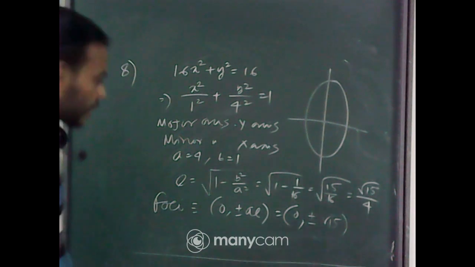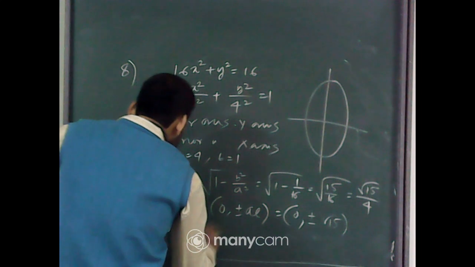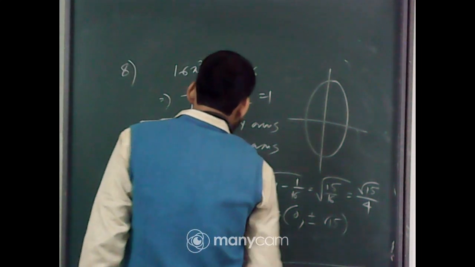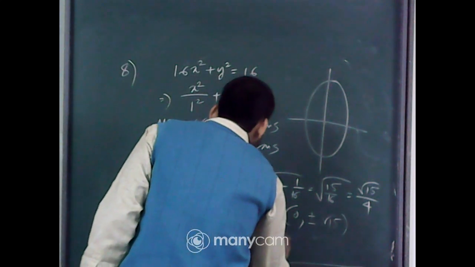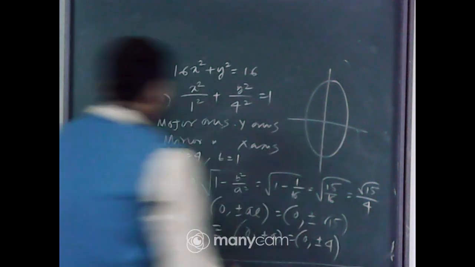Next the vertices. The vertices, that will be 0 comma plus minus a, so 0 comma plus minus 4. Okay.